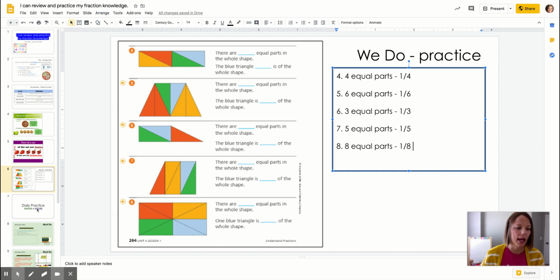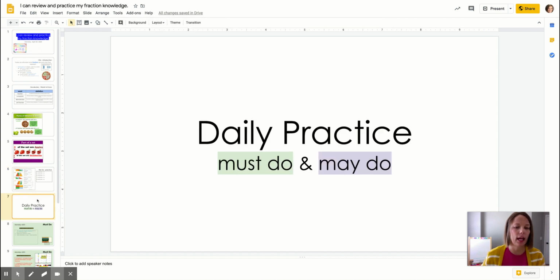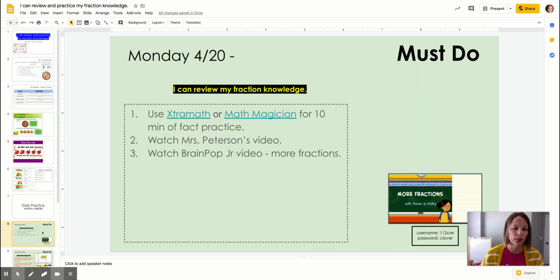Okay? Now, let's talk about what you're going to do today for your must do and your may do slides. For must do, you're going to practice your math facts today, either choosing Extra Math or Math Magician, and practice for 10 minutes. Now, what Mrs. Peterson always said in her class was if you are going to choose Math Magician, choose the facts that maybe you're not as quick at.